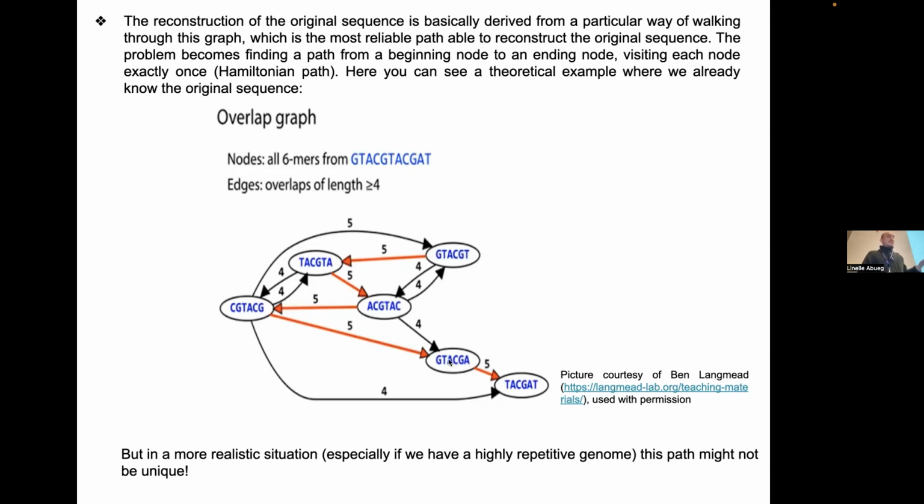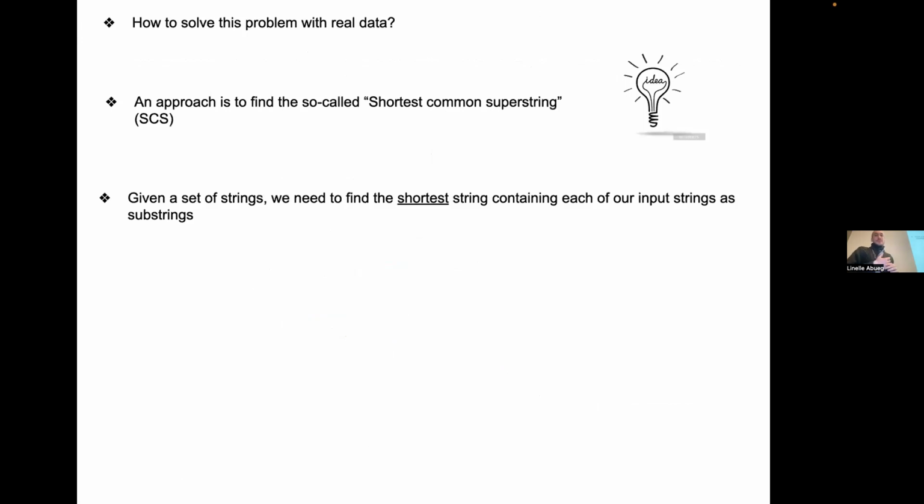The question is how you find it. It turns out that Hamiltonian paths are what's called an NP problem in informatics. So there is usually no optimal algorithm that finds a perfect solution in linear time or in an efficient way. So when that happens, you need to find algorithms that find optimal or suboptimal solutions in a reasonable amount of time. One approach is the shortest common superstring.